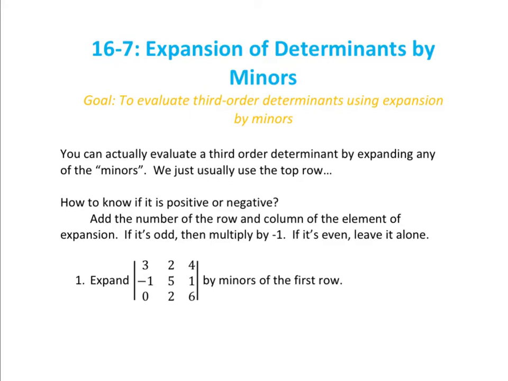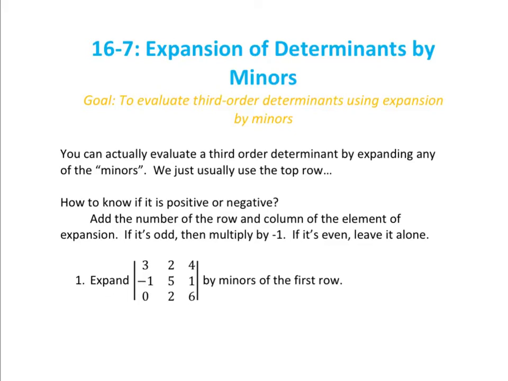Hey fellas, so 16.7 is just expansion by minors. This is basically extrapolating a little bit more about what I already talked about: determinants of 3 by 3 matrices, or a third order determinant. What we talked about was expanding by a minor. It's picking one of the rows or columns to highlight, and you cancel out just like I showed you, and then multiply that by the 2 by 2 matrix that's left over. We usually just use the top row, but you can actually do any of them.